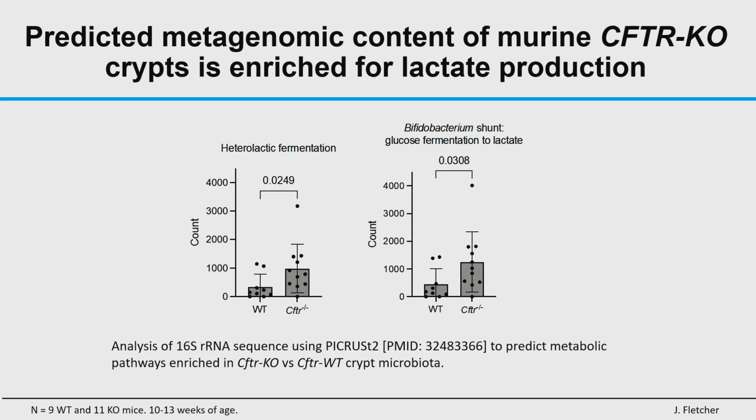To follow up on this, we looked to see if the increased abundance of these bacteria actually had an impact on the exposure of the intestine to lactate. We approached this in 2 different ways. In the first analysis, Josh Fletcher carried out an analysis of the 16S RNA sequence using a bioinformatics program known as PICRUSt2 that is able to predict the biochemical pathways that are enriched in a population of bacteria. When he did this, he found enrichment for two pathways that are involved in lactate synthesis, the heterolactic fermentation pathway and the bifidobacterium shunt.